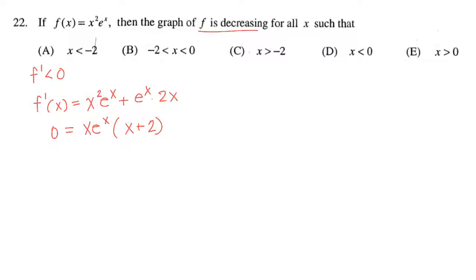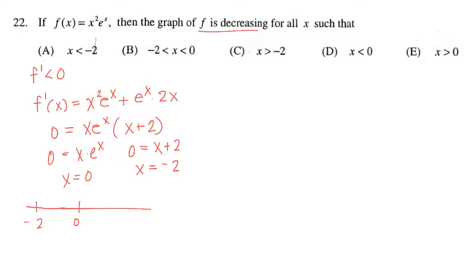Again, we are looking for those critical points so that we can find where we change from increasing to decreasing. So 0 equals x times e to the x, or 0 equals x plus 2. So it looks like we have two possibilities, that x equals 0 and x equals negative 2. Right, so let's do a number line, and we have 0 and we have a negative 2. Oops, I thought we had positive 2. Okay, so negative 2.